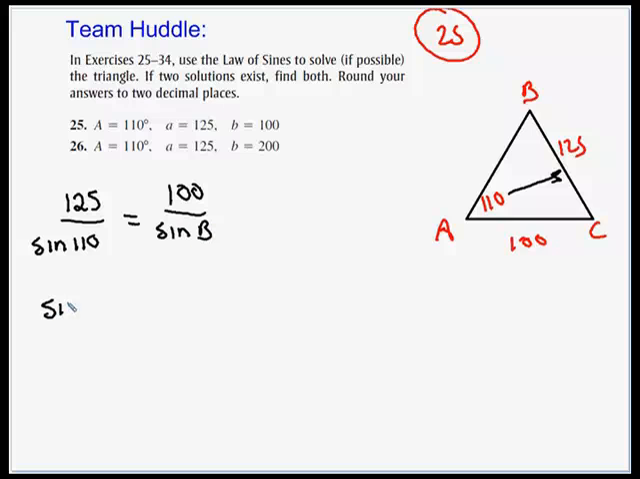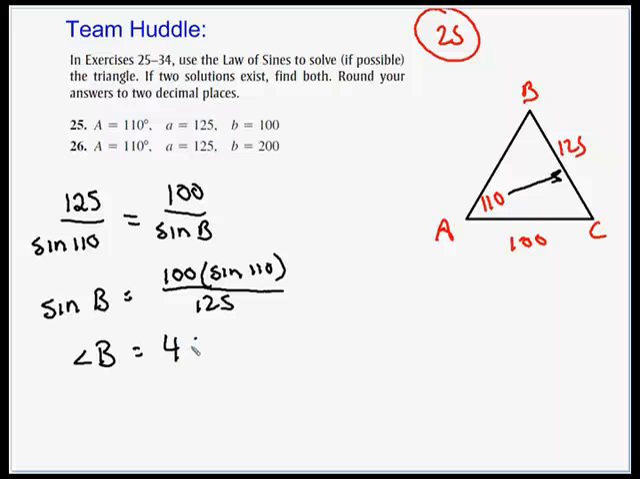So we solve that for B. Sine of angle B is equal to 100 times the sine of 110 degrees divided by 125. And then, of course, we sine inverse to find B. And if we do the button pushing correctly, angle B is about 48.74 degrees.